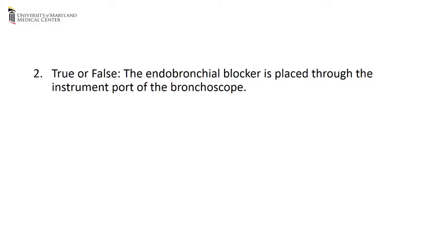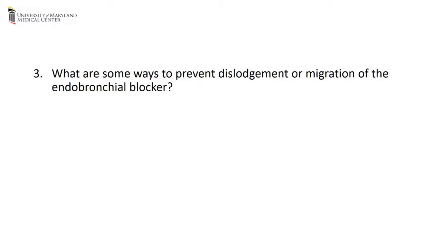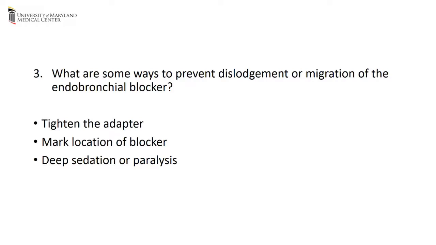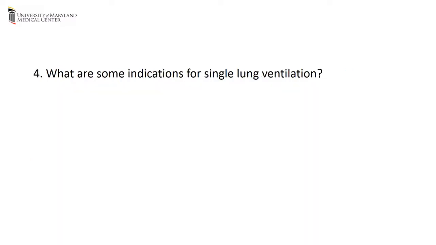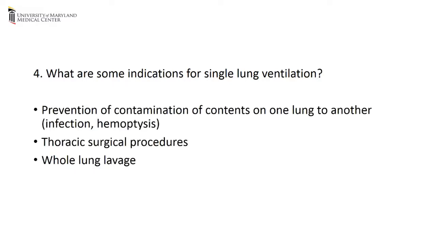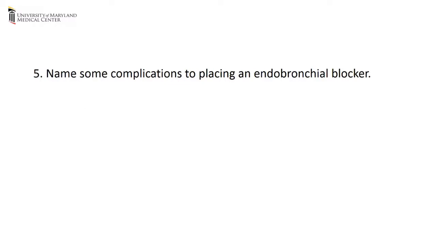True or false? The endobronchial blocker is placed through the instrument port of the bronchoscope. What are some ways to prevent dislodgement or migration of the endobronchial blocker? What are some indications for single lung ventilation? Name some complications to placing an endobronchial blocker.